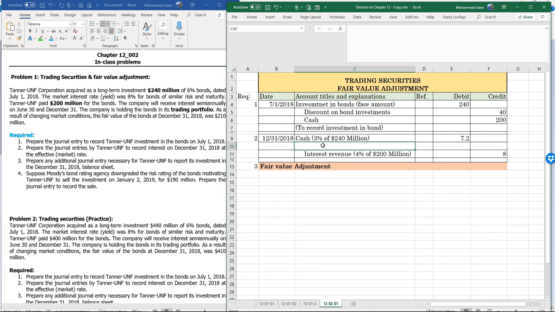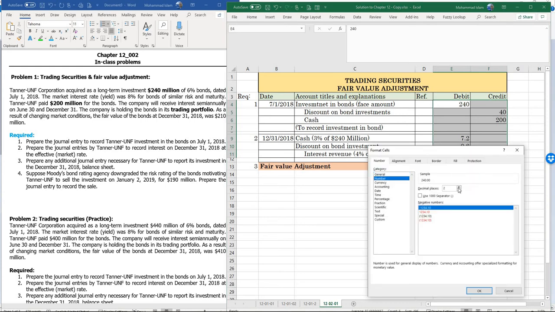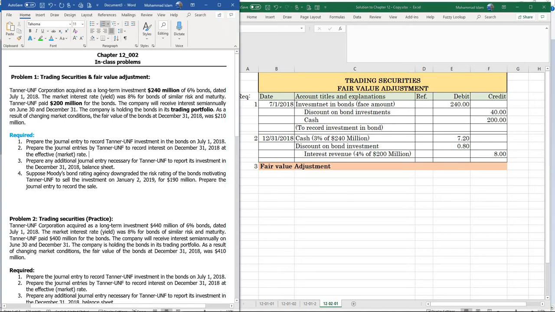The difference between these two would be our discount amortization. That is why we say discount on bond investment. It should be equal to 8 minus 7.20, so 0.80. Let's use 2 decimal places. Now number 3 says: prepare the journal entry to report the investments on December 31st in the balance sheet.